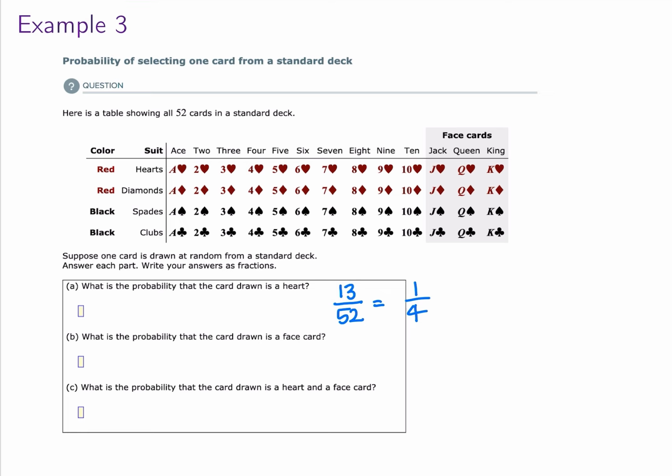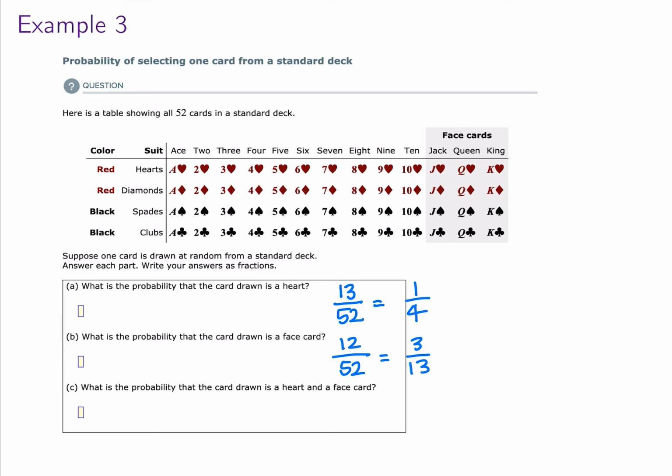Part B, what is the probability that the card drawn is a face card? So now we want to look at just how many face cards there are compared to the whole deck. Again, we know there are 52 total cards. Well, we can look here at the end. We have 3, 6, 9, 12 face cards. So 12 out of 52. We can divide that by 4 and get 3 out of 13.